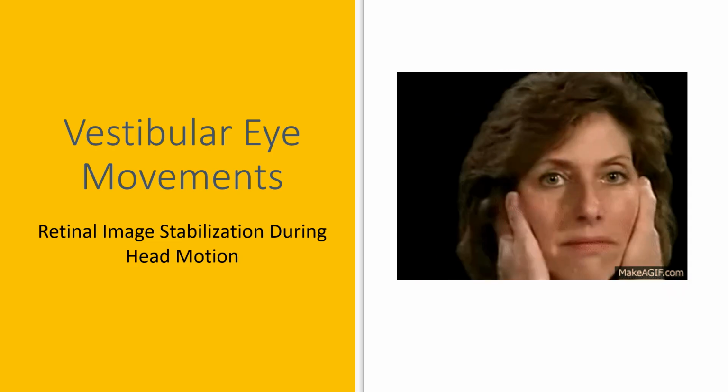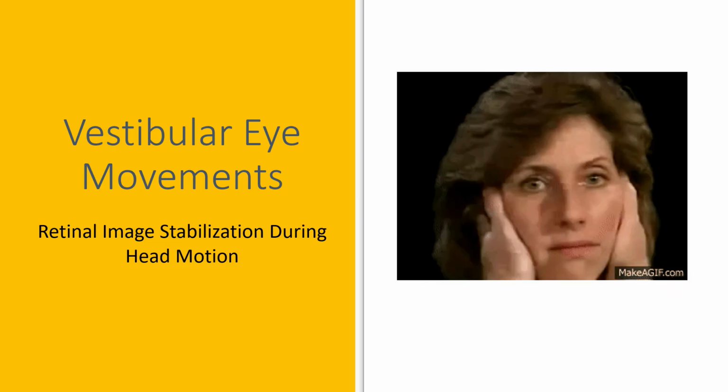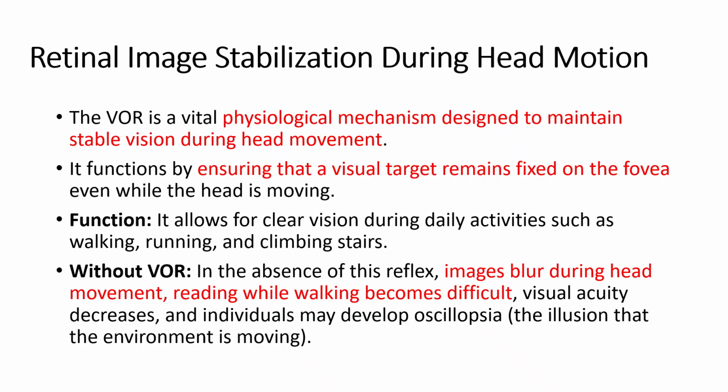Vestibular eye movements, retinal image stabilization during head motion. Vestibulo-ocular reflex is a vital physiological mechanism designed to maintain stable vision during head movement. It functions by ensuring that a visual field target remains fixed on the fovea even while the head is moving. Function is to allow for clear vision during daily activities such as walking, running, climbing stairs. In the absence of this reflex, image becomes blurred during head movement, reading while walking becomes difficult, visual acuity decreases, and individuals develop oscillopsia.